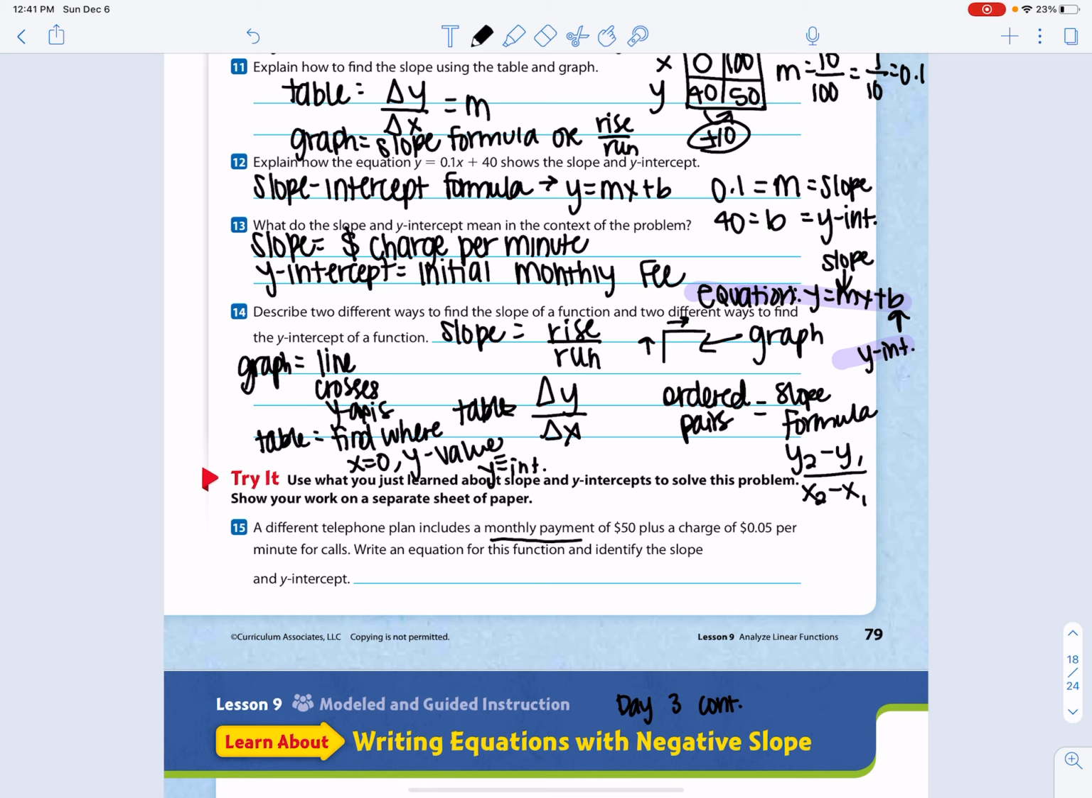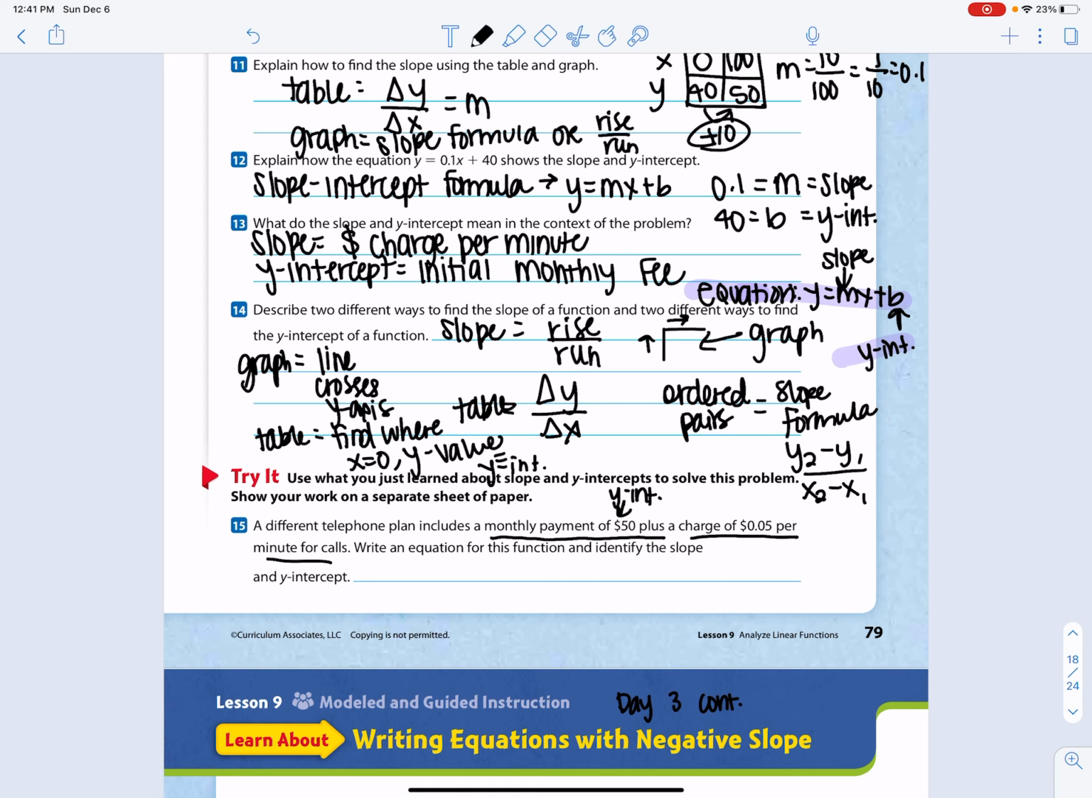So they've got the monthly payment of $50, which is going to be our y-intercept. And they've got a charge of 5 cents per minute for calls, so the 5 cents per minute is going to be our slope. Again, we just need to put it in the form of y equals mx plus b. So y equals m, which is our slope, 0.05, x, which is our number of minutes, plus the monthly payment of $50. That is it. And it says identify it clearly. So our 0.05 is our slope, and of course, 50 is our y-intercept.